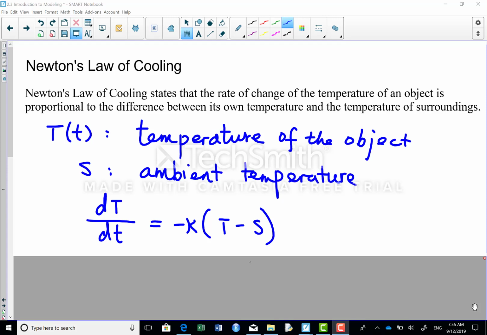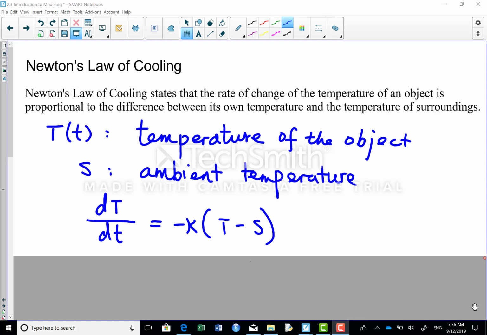Hello everyone. In this video, we are going to discuss Newton's law of cooling. Newton's law of cooling states that the rate of change of the temperature of an object is proportional to the difference between its own temperature and the temperature of surroundings.